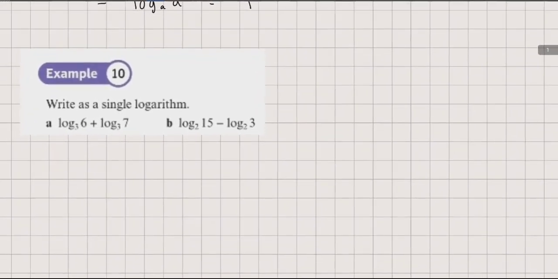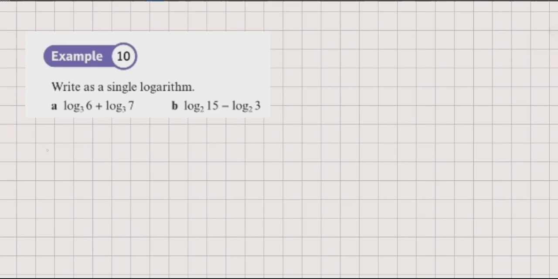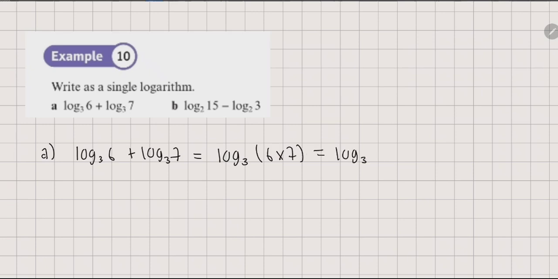So we want to write these as a single logarithm. For part A, what are we going to do? Well, we've got two logs. They're to the same base, that is 3. And so we're going to use our multiplication law. So log base 3 of 6 add log base 3 of 7 is just going to equal log base 3 of 6 times 7, which is log base 3 of 42.